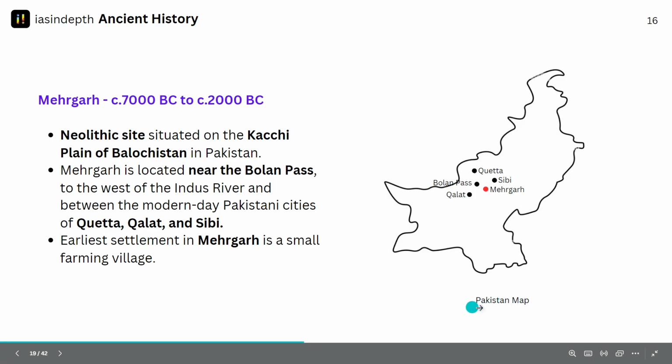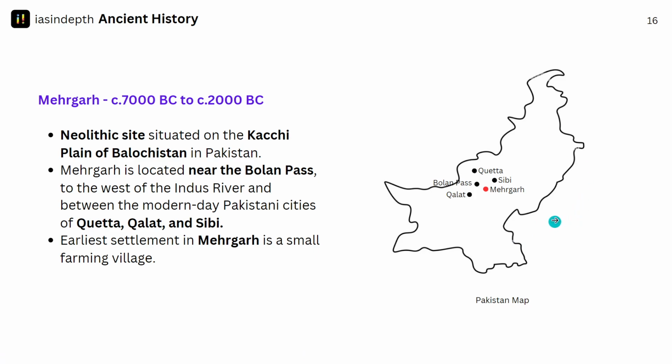So I have given a Pakistani map here. In this Pakistani map, Balochistan will come towards the southwestern portion, this region. This is Balochistan. To the east of Balochistan, it's Sindh province, and to the north, it's Punjab province, right? And also Islamabad capital territory, and also Khyber Pakhtunkhwa. So these are the important provinces of Pakistan. So in Balochistan, you will be able to see the site of Mehrgarh. This is a Neolithic site. It's near the Bolan Pass. So here is Bolan Pass.